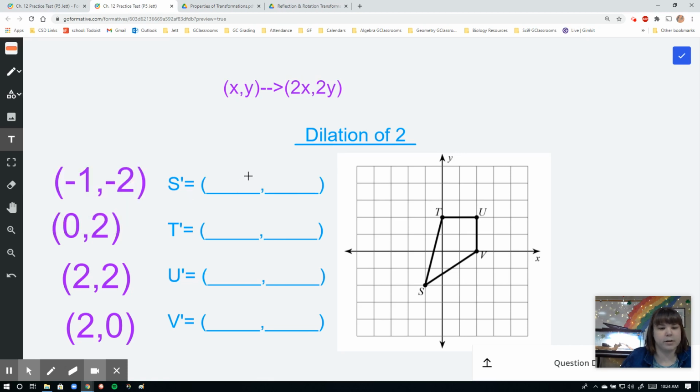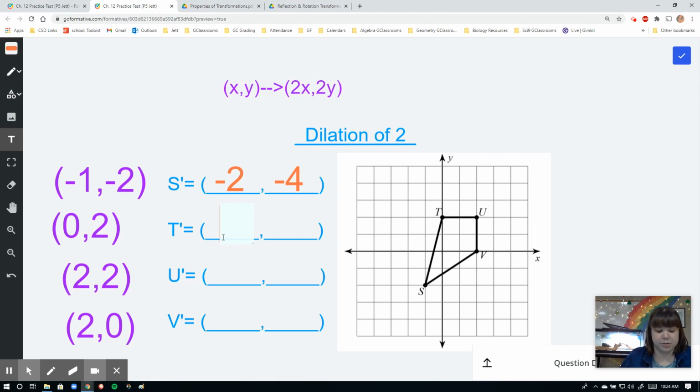So I'm going to change my color. Okay, so for S, we need to do -1 times 2. So -1 times 2, a negative times a positive is still going to be a negative. And then 2 times 1 is going to be 2. Now we need to do -2 times 2. So a positive times a negative is going to be a negative. And then 2 times 2 is going to be 4. Then we just go through and multiply each one by 2.